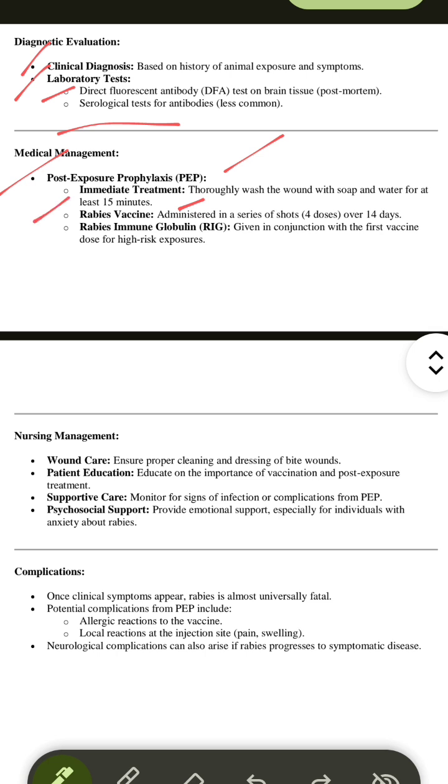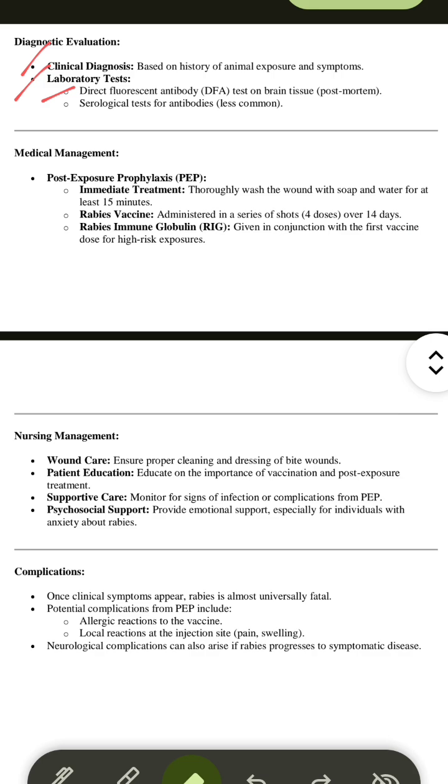Next is the rabies vaccine. We have to administer a series of shots, 4 doses over 14 days. Next required is rabies immunoglobulin, RIG. This is given in conjunction with the first vaccine dose for high-risk exposure. So these are the medications for rabies.